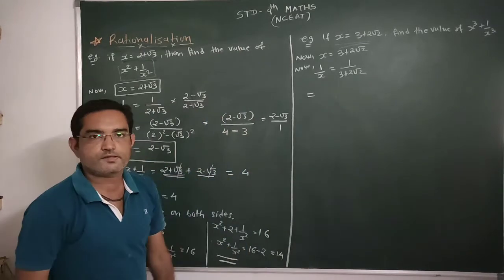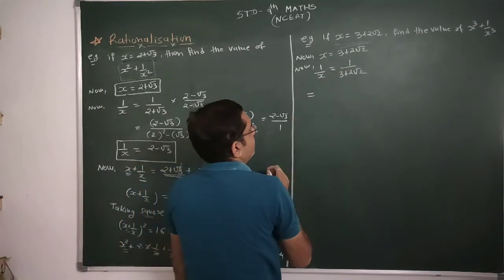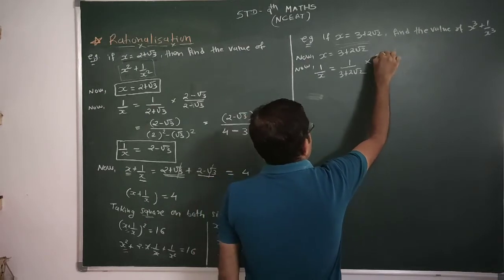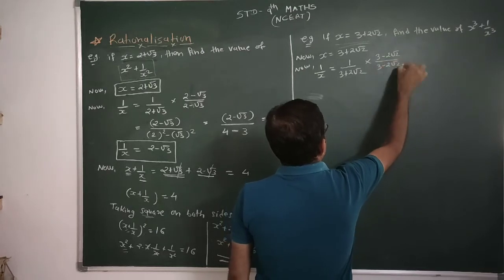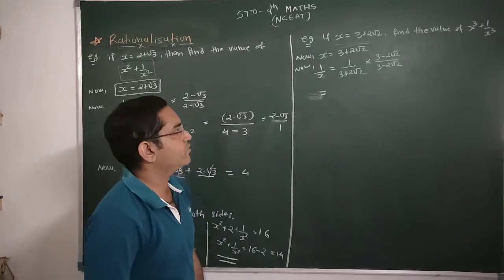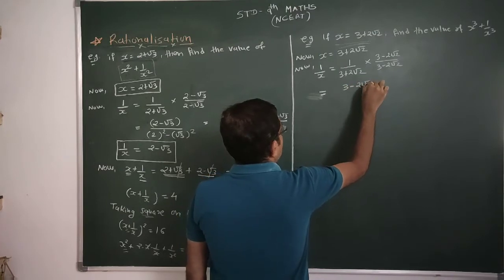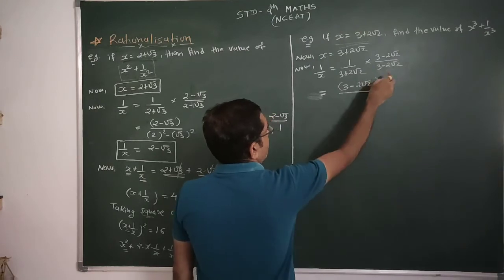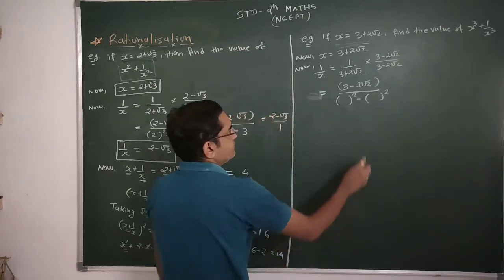Again, the concept of rationalization. Whenever the denominator is an irrational number, you have to perform rationalization by multiplying by the proper rationalization factor. So it's 3 minus 2 root 2 upon 3 minus 2 root 2. Here the proper rationalization factor is 3 minus 2 root 2. Now the numerator is again 3 minus 2 root 2, upon 3 plus 2 root 2 times 3 minus 2 root 2. So it's the first term square minus second term square.